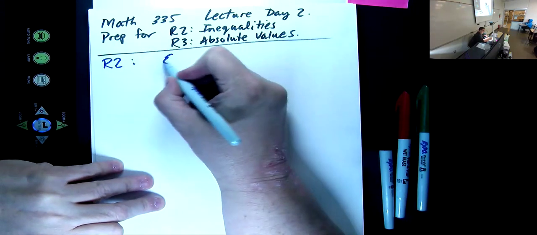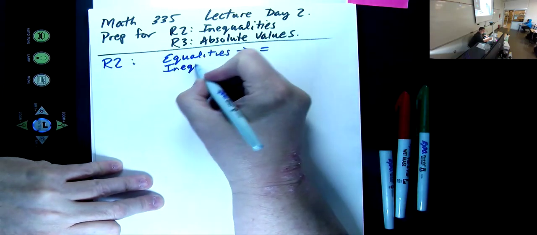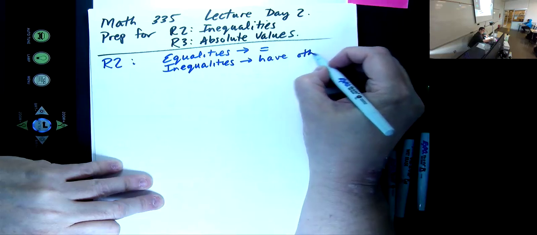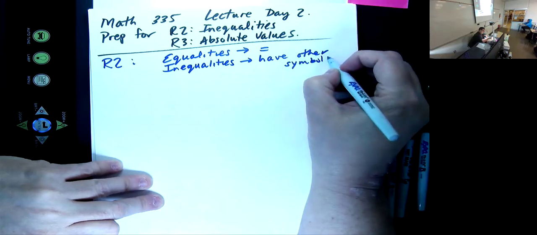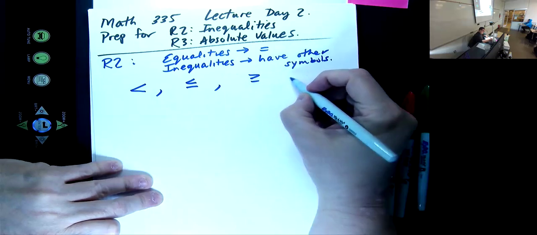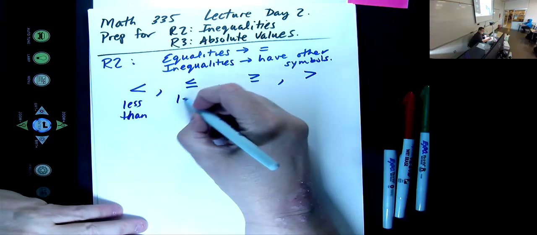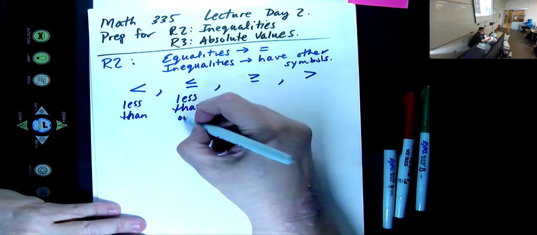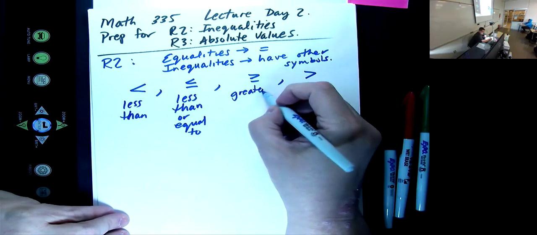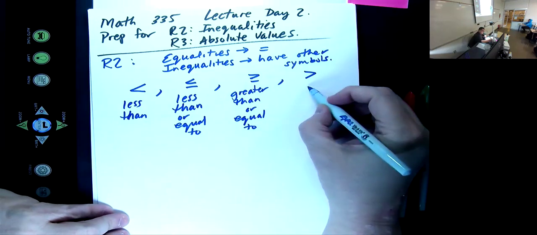So equalities have equal signs. So inequalities have other symbols. This is our less than or equal to, greater than or equal to, and greater than. Strictly greater than.